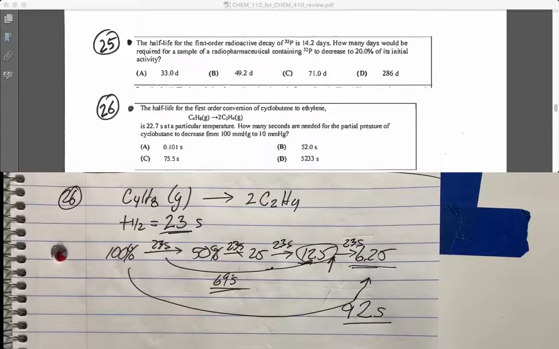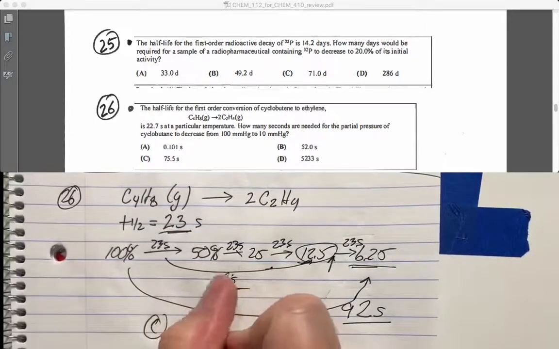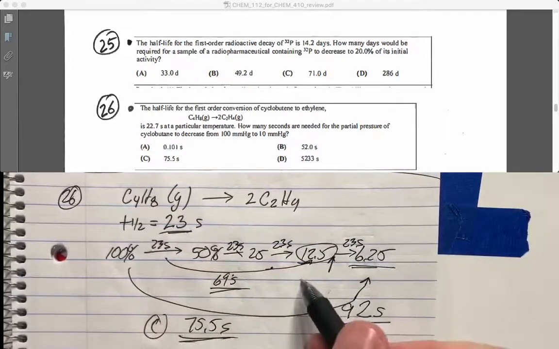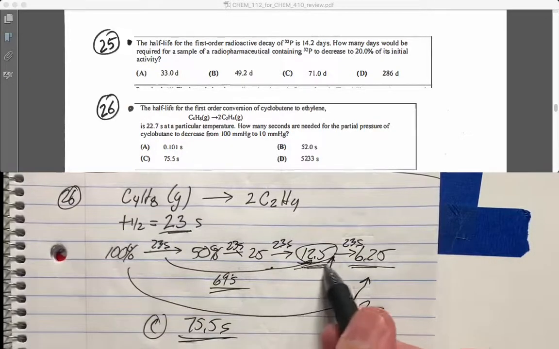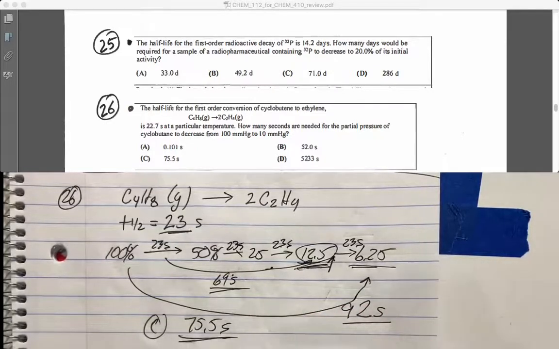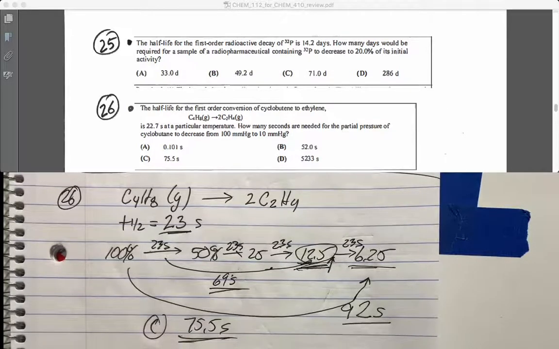And so, what looks good? 69, yeah, 75.5. 75.5 seconds. Okay, it needs to be a little bit longer because we were still at 12.5 at 69 seconds. So definitely not as long as 52.5233 seconds. And so looks like a good answer to me.